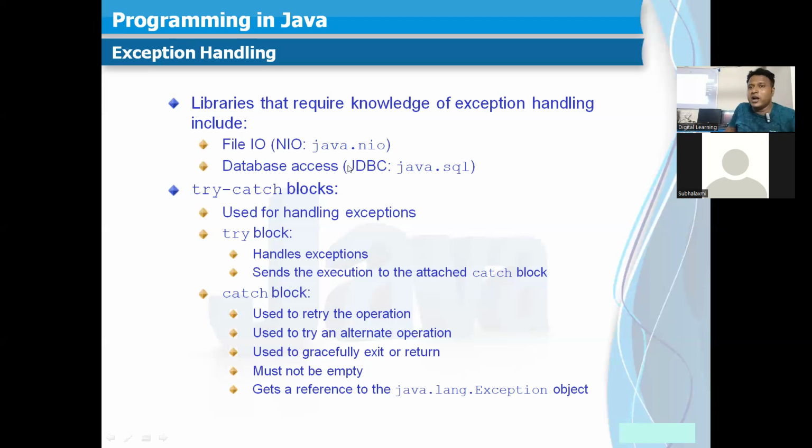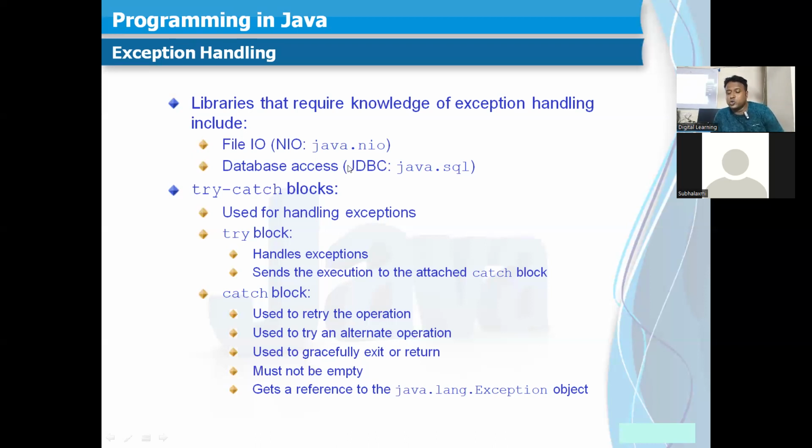तो ट्राई ब्लॉक guards your programming. After the try block, then catch block will appear. The catch block handles the exception. Try block gives the protection to your programming. Catch block is used to handle the exception. It is used for handling the exception. It sends the execution to the attached catch block.